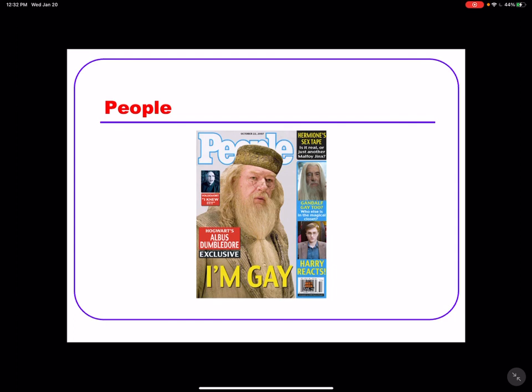People. I'd say that one is probably close to sensational. I'm not sure if Dumbledore is gay or Hermione has a sex tape. People is, in this case, definitely sensational.